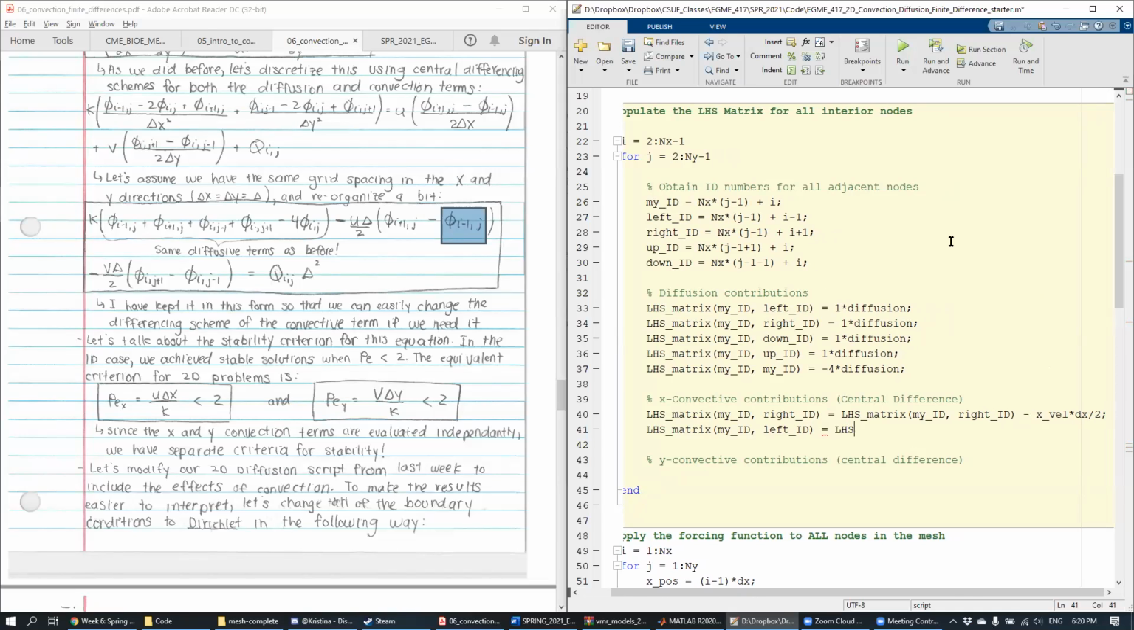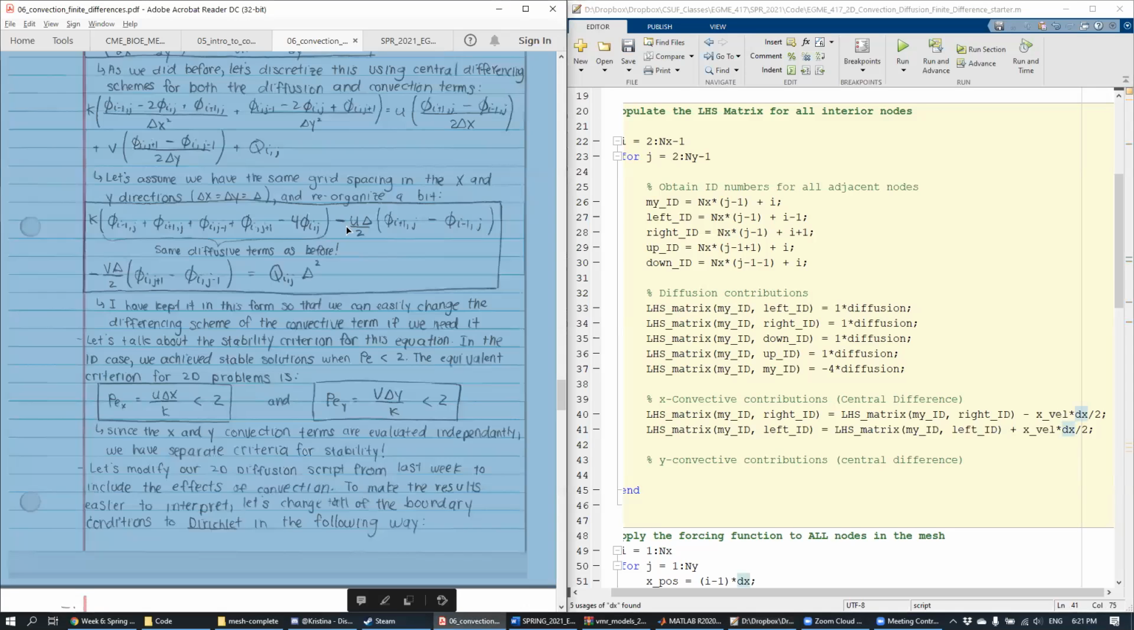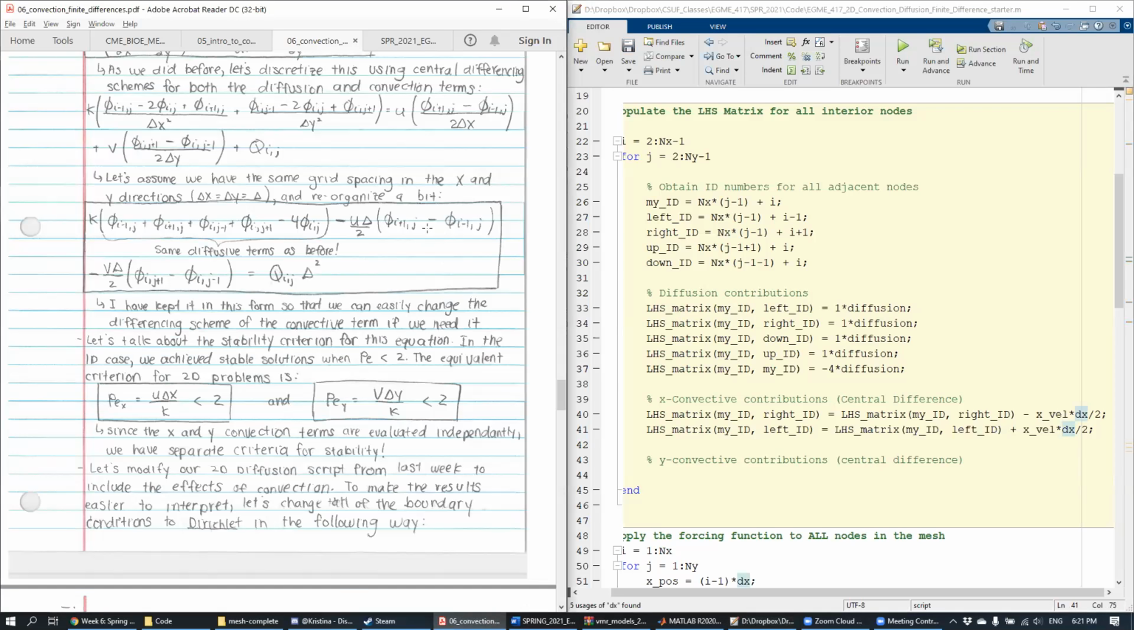Right, and then we can do the same thing for the left neighbor as well. Okay. And be careful with your signs here. Remember, there's a minus sign out in front here, and so this turns into a minus sign for the right neighbor, and then for the left neighbor we have minus minus, and so that cancels out and becomes a plus. And that becomes plus x velocity times dx divided by 2.